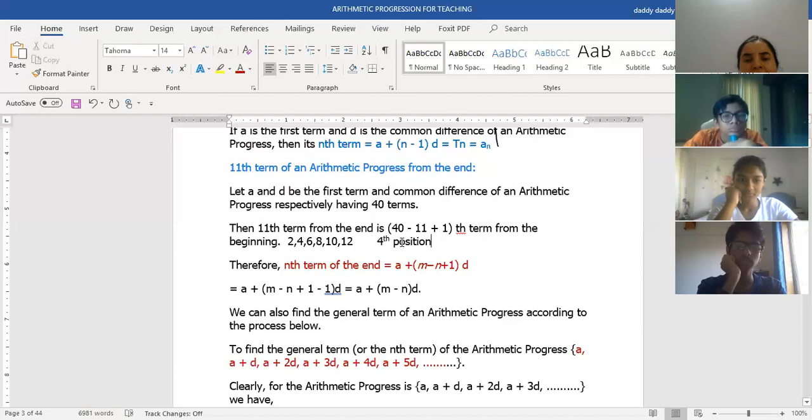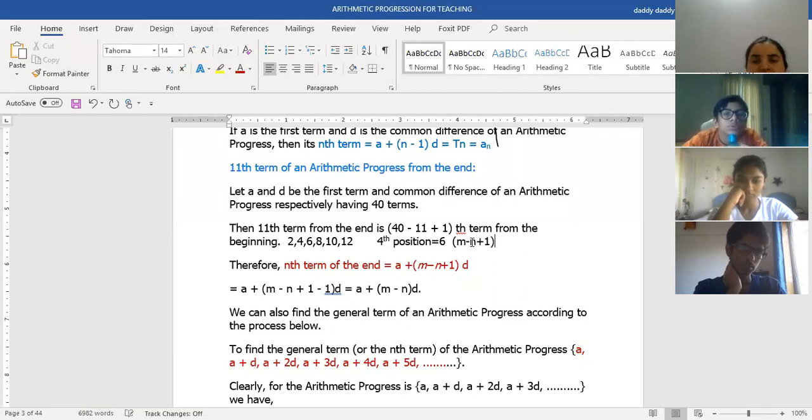So what I will do, one way is that I start counting from here, 1, 2, 3, and 4, which is the value 6. 6 is sitting at the fourth position from the end. Another way is that you try to find out from the beginning what is the position of this number. So how will you do it? You will just put it in this formula, which was m minus n plus 1.